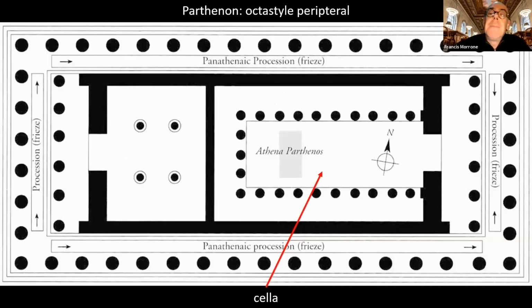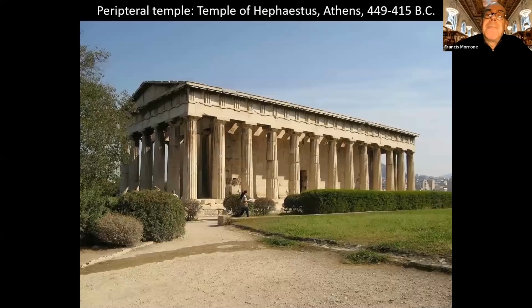This is the Parthenon, the most famous of all Greek temples, maybe the most famous building in the Western world. And you see its plan. The Parthenon is an octastyle peripteral temple. And I do have a red arrow that I've drawn on the slide pointing to the central space within the temple, the cella, and more on that to come.